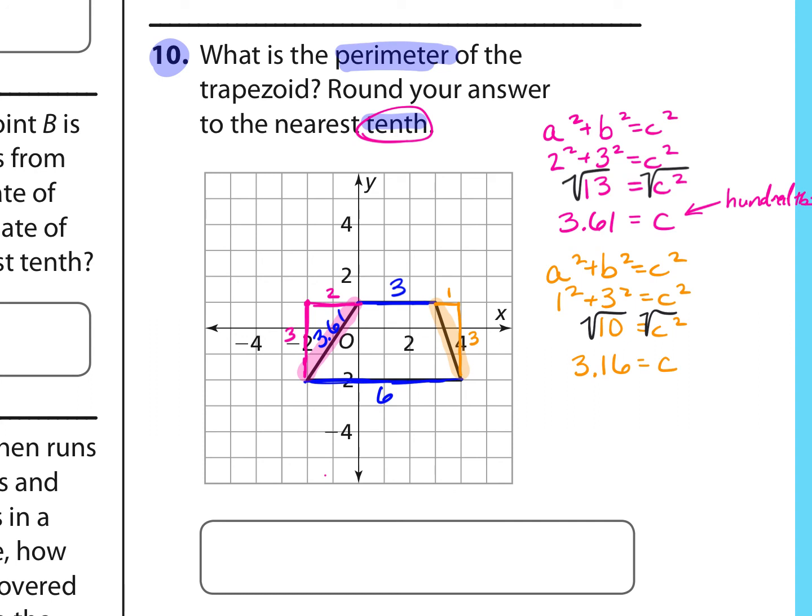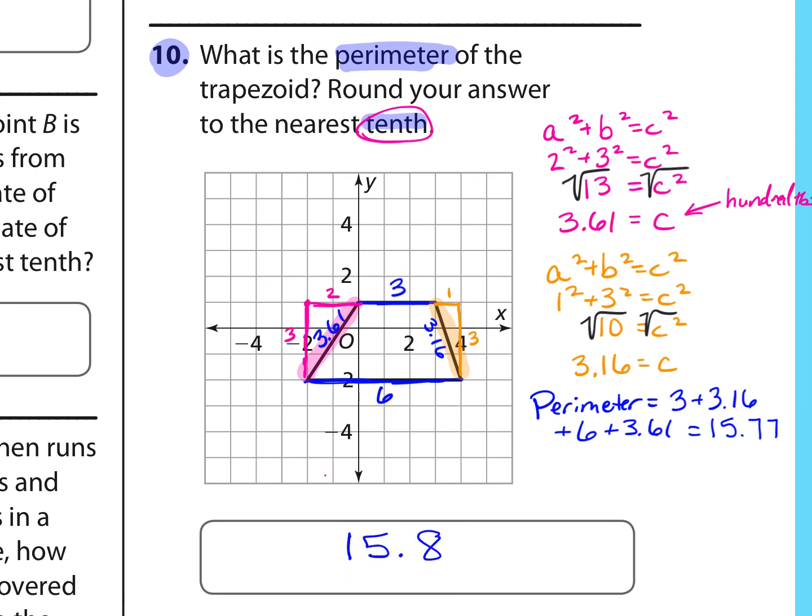Once again, we went to the hundredths place. And I'm going to write that in here, 3.16. The point of that was so that we could get the perimeter, where we add all the sides. So we're going to add 3 plus 3.16 plus 6 plus 3.61 just by going around the trapezoid. And that adds up to 15.77. But remember, we're rounding to the tenths place, so 15.8 units.